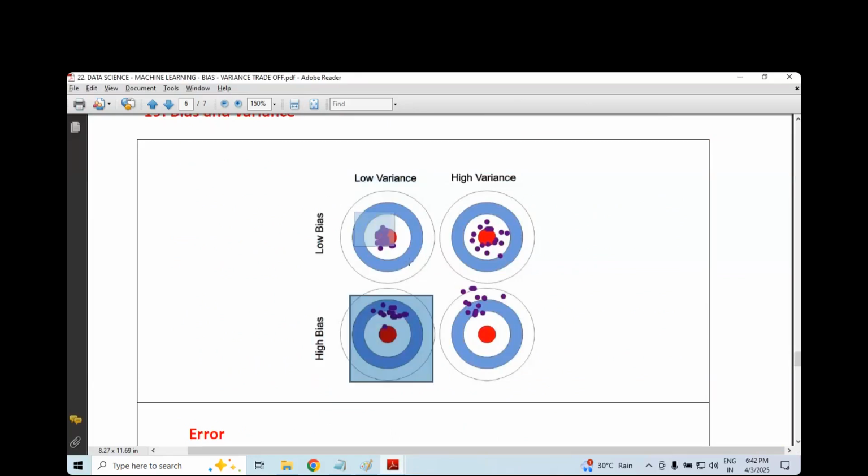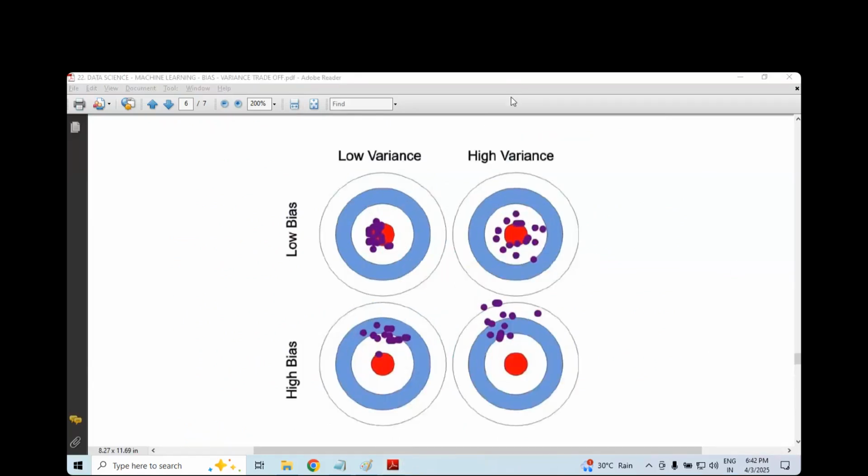Sir, good model, overfitting model, underfitting model. I am repeating again, look at the diagram. Good model, overfitting model, underfitting model. These three scenarios are very, very important actually. First of all, ignore this scenario. This is not at all important.